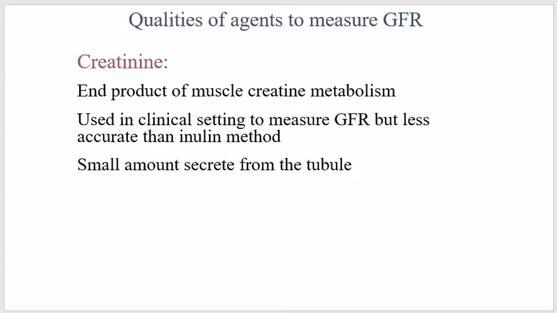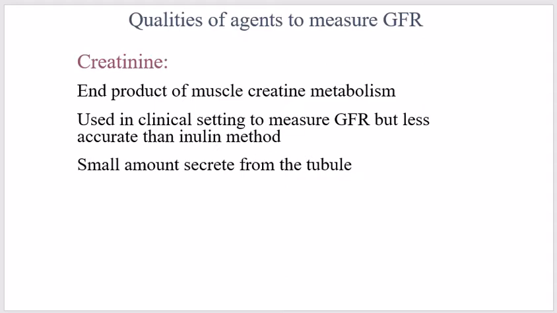The second important marker for the measurement of the GFR or assessment of renal function is creatinine. Creatinine is the end product of muscle creatine metabolism, used in the clinical setting to measure the GFR, but less accurate than the inulin method, because small amounts are secreted from the tubules. So theoretically, if a substance is completely cleared from the plasma, the clearance rate of the substance is equal to the renal plasma flow.